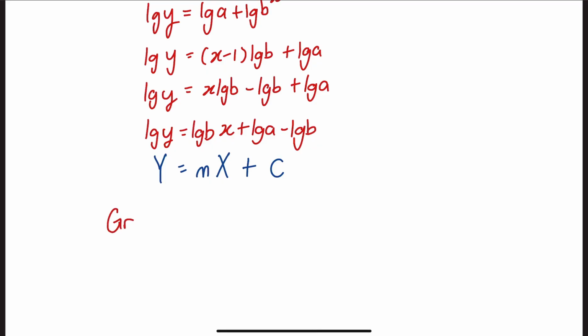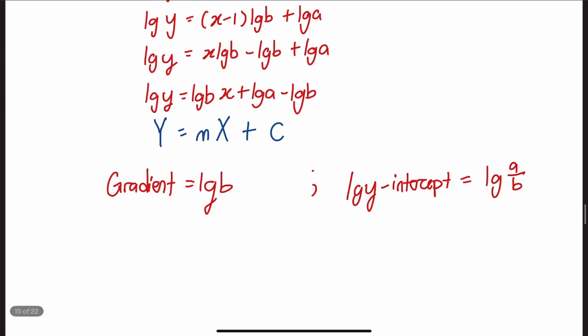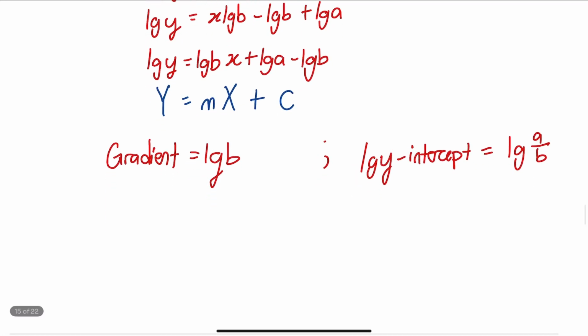This means gradient is equal to log b. The log y-intercept is equal to log a minus log b, which is the same as log a over b. So the gradient is an estimate based on my values here.